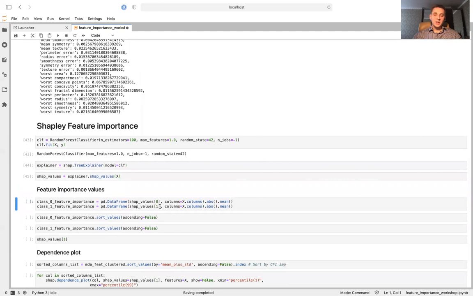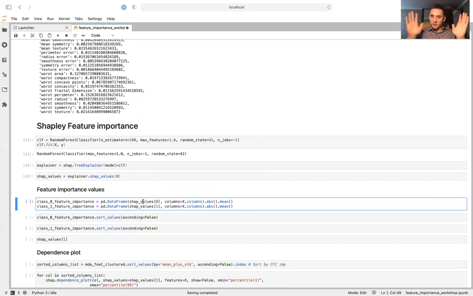So actually, Shapley feature importance values, as we have discussed in our lecture, can also be used as a proxy for your feature importance. And Shapley generates two types of Shapley values. The first one is used to predict zero class values, and the second one is used to predict label equal to one labels.